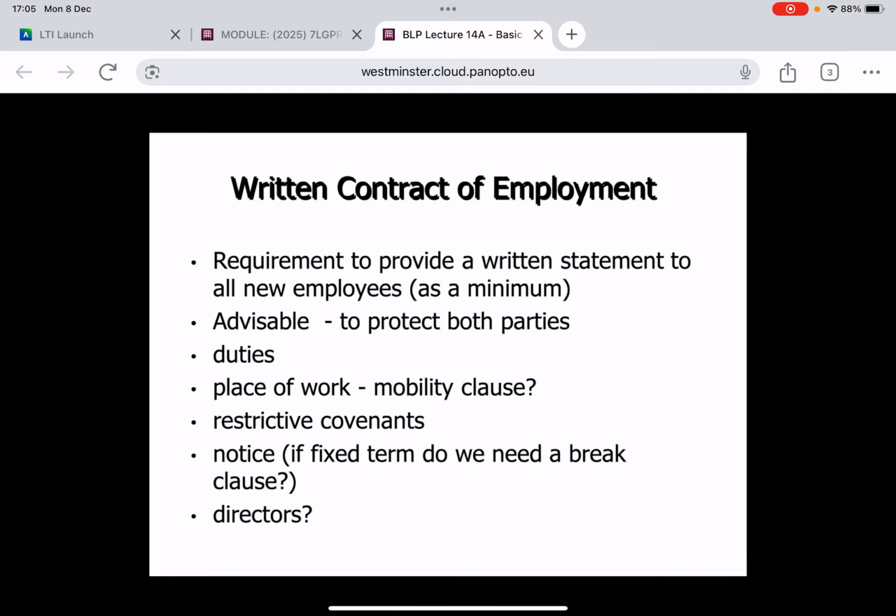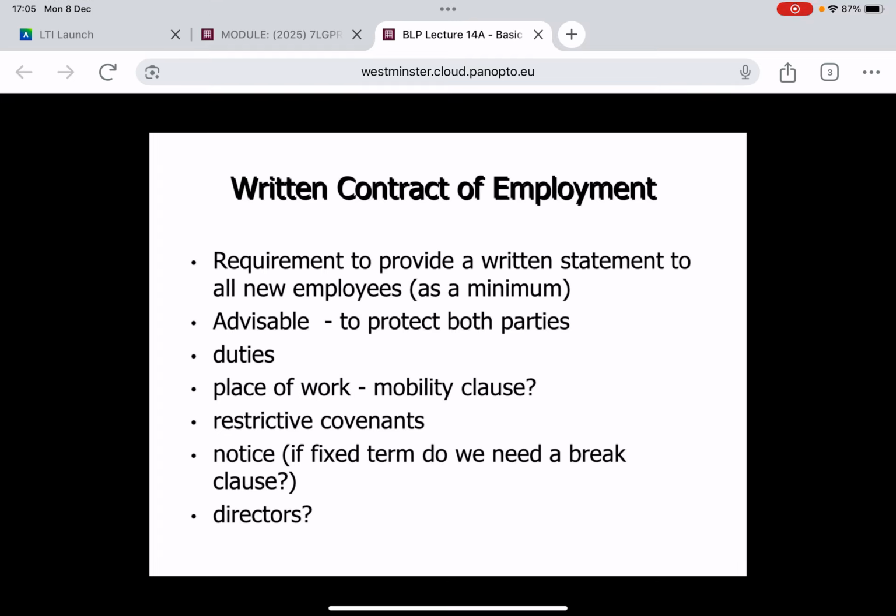So let's start by looking then at the written contract of employment. That's something we're going to look at first, and that's the start of this recording. So the first point is mentioned here on the slide. There is a basic statutory requirement to provide a written statement of terms to all new employees as a minimum. So it's a statutory requirement to provide a written statement of terms, but it's common in practice to go beyond this, of course, and provide a full written contract.